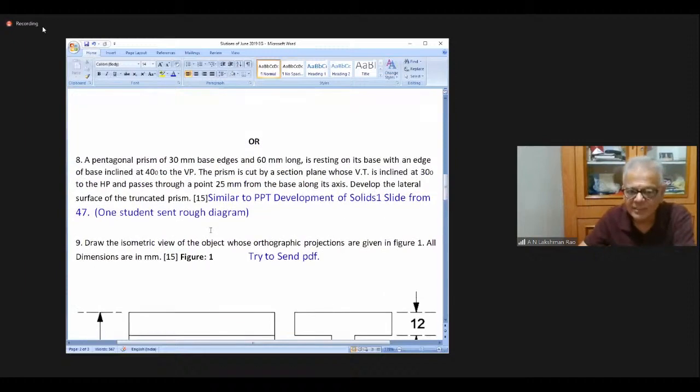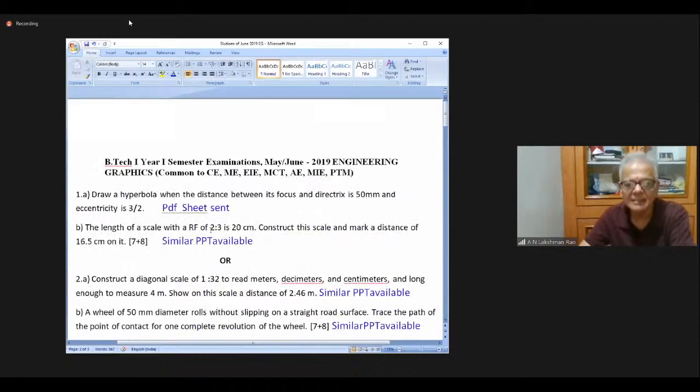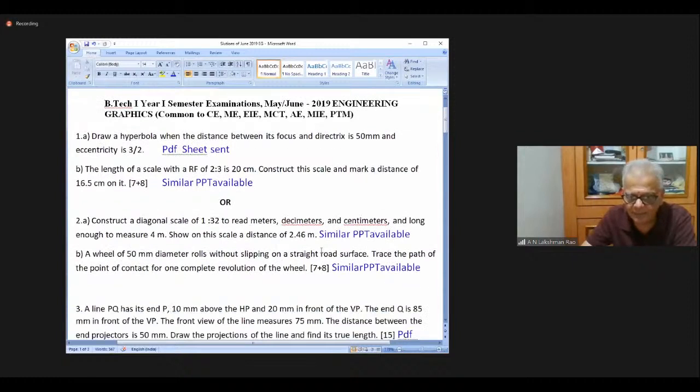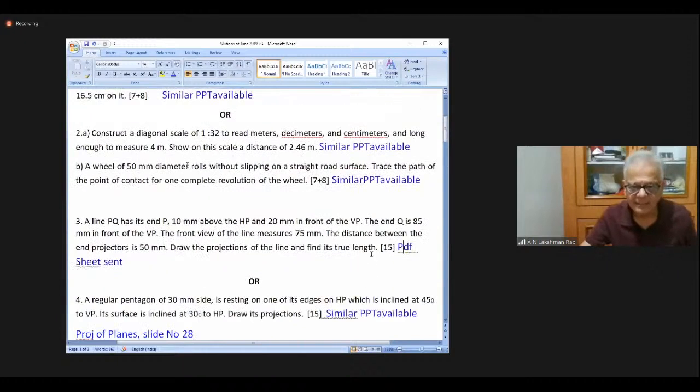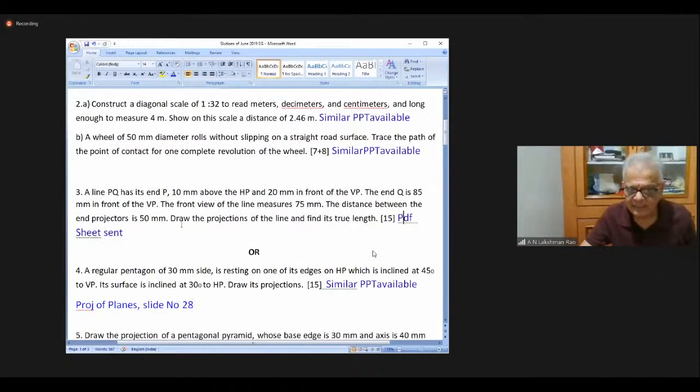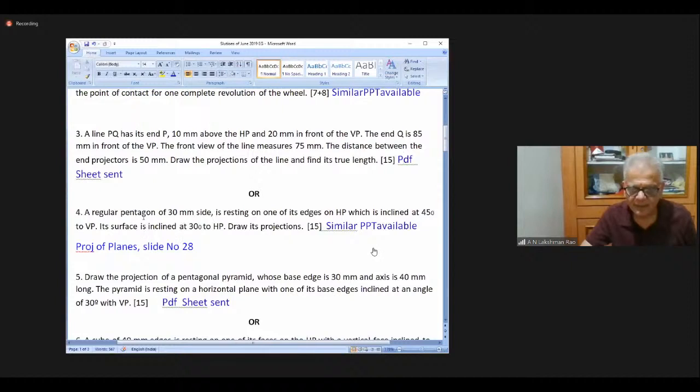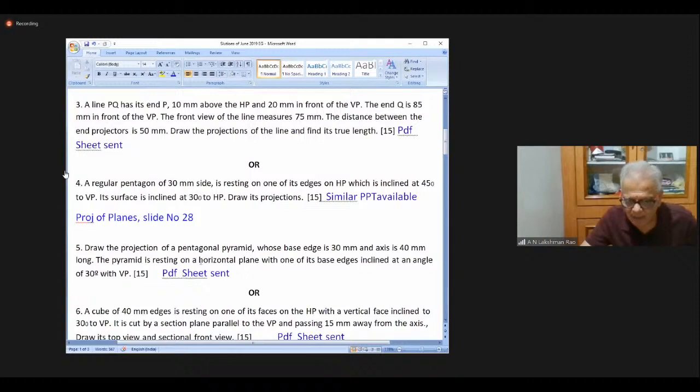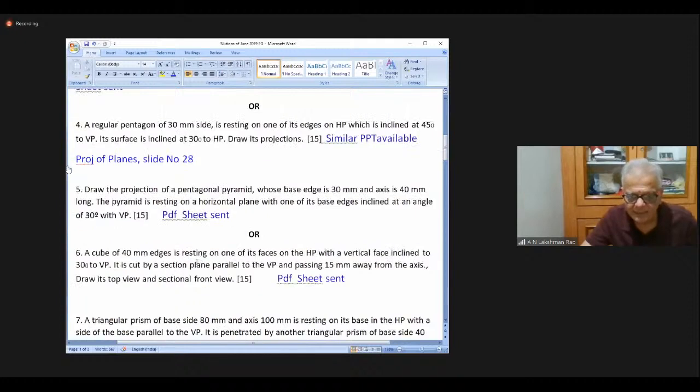Right? There are 10 questions in your problem. This is last examination question paper, please. Hyperbola, I'll show you. The plane scale is available. These are available. Diagonal scale, cycloid is available. Then straight line I have already sent. Pentagon, you see in slide number 28. This already I have sent the PDF sheet.